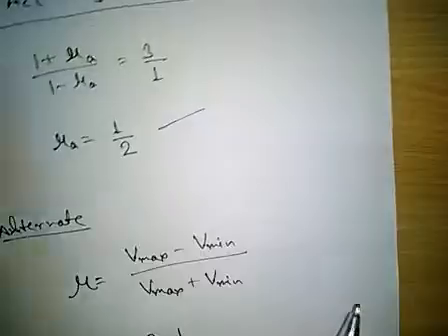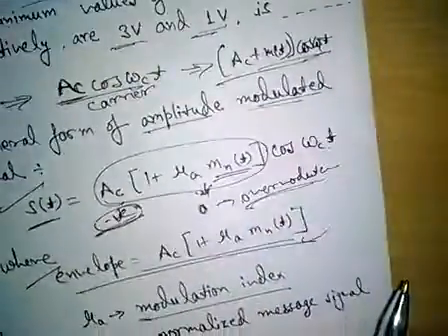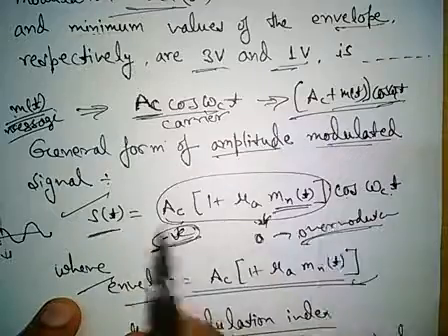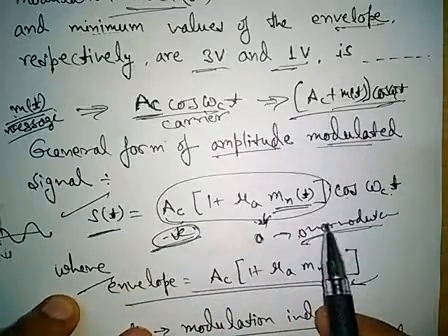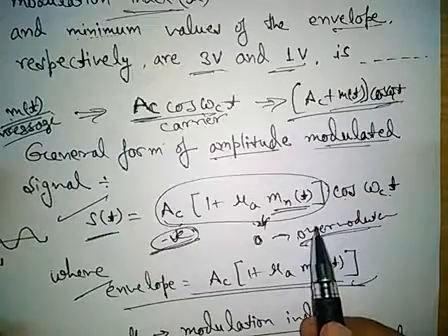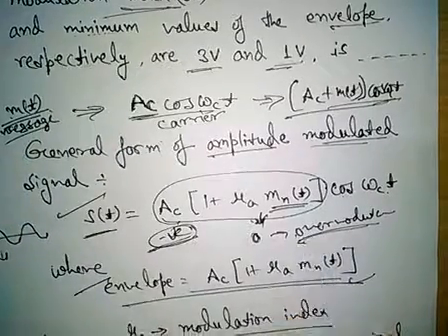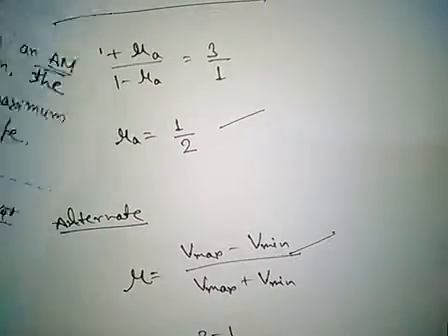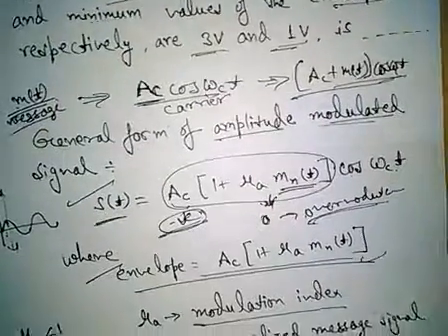So in this video we learned the general form of amplitude modulation. We learned about the envelope of the amplitude modulated system, and also how to calculate the modulation index using the maximum and minimum values of the envelope by using this formula directly. So this was a very easy concept about amplitude modulation.